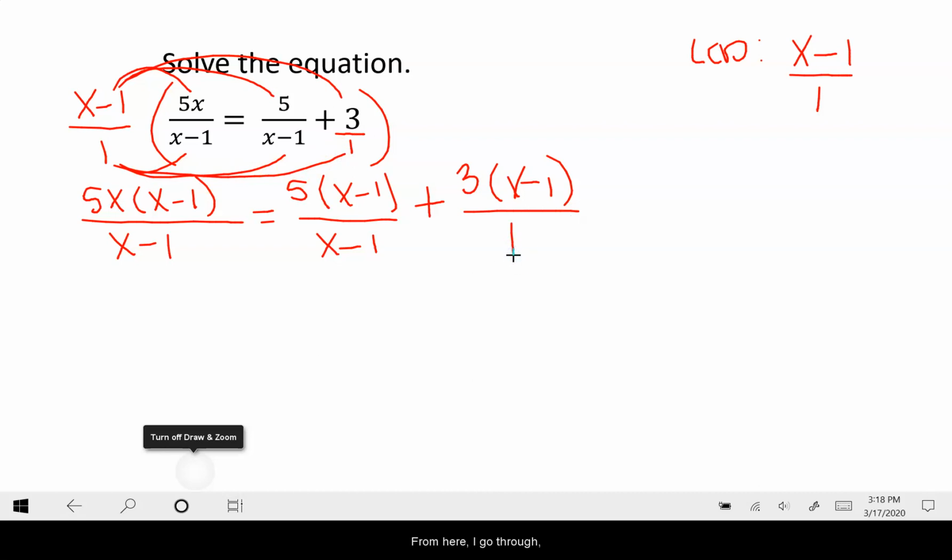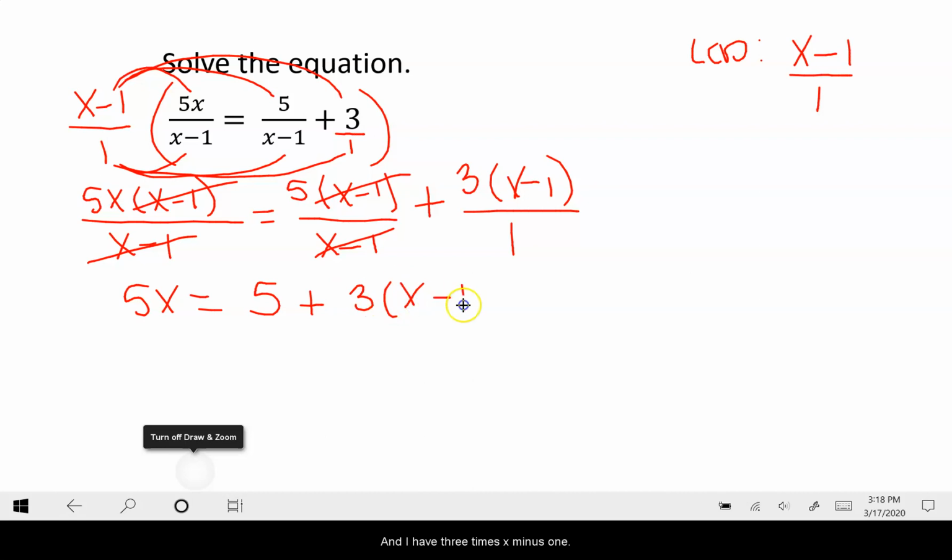So from here, I go through and I simplify each fraction. First fraction on the left side, they both have x minus 1. So I can simplify that and cross them out. So all that's left at the top is 5x. My next fraction, they both have x minus 1, so they cross out, and all that's left is 5. And then I can drop the 1, and I have 3 times x minus 1. So the next step, distribute your 3.